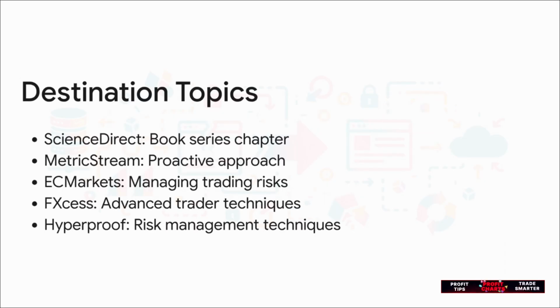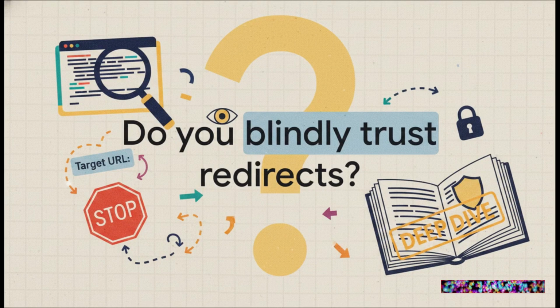And there's a pretty fantastic irony here. Think about it. The redirect notice itself is a generic risk management tool built into the internet, a literal warning to check your destination and manage your downside. But the destinations themselves are highly focused on advanced risk mitigation and trading survival. MetricStream is pushing a proactive approach. ET Markets is explicitly talking about mastering the art of managing trading risks, while FXS highlights best risk management techniques for advanced traders. Hyperproof rounds the whole thing out with general risk management techniques. The warning system was literally pausing to ask us if we were sure we wanted to take the risk of learning about risk management.